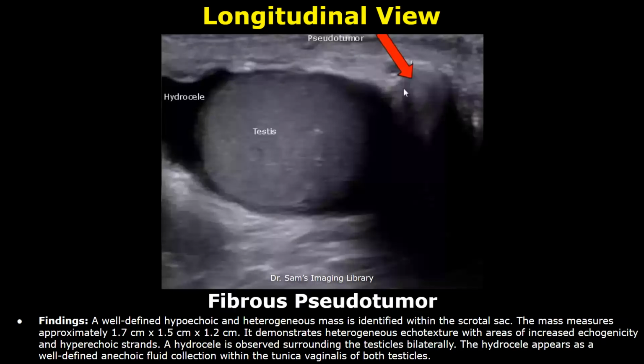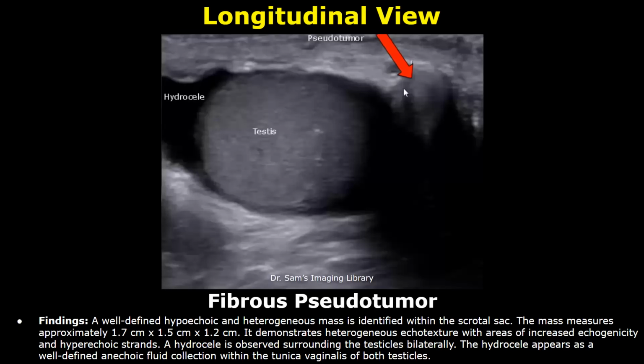Here is a report for fibrous pseudotumor. A well-defined hypoechoic and heterogeneous mass is identified within the scrotal sac. It demonstrates heterogeneous echo texture with areas of increased echogenicity and hyperechoic strands. A hydrocele is observed surrounding the testicles bilaterally. The hydrocele appears as a well-defined anechoic fluid collection.